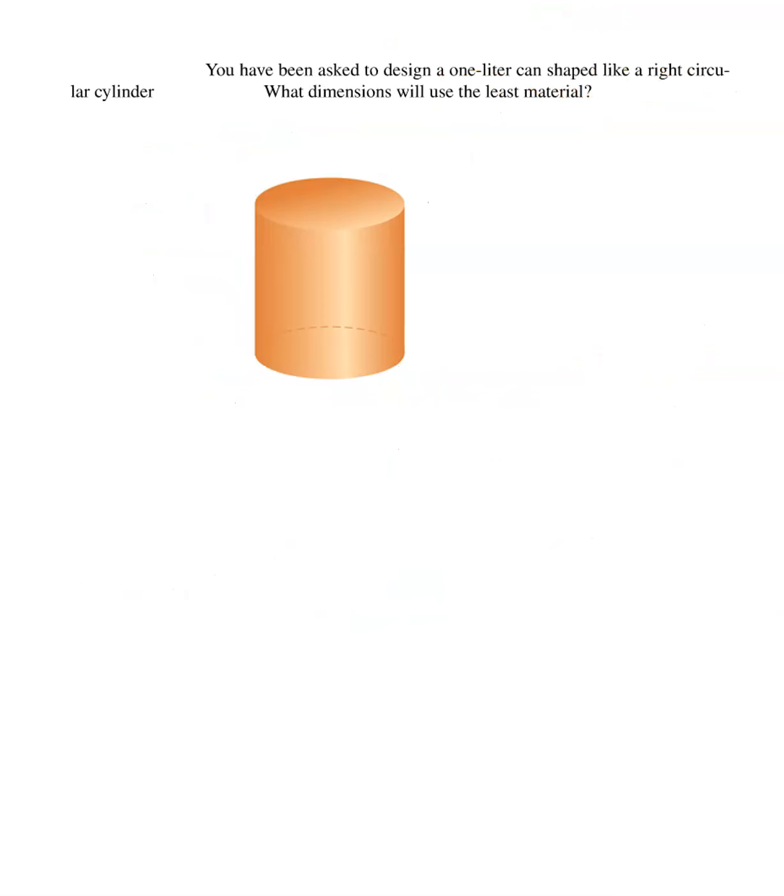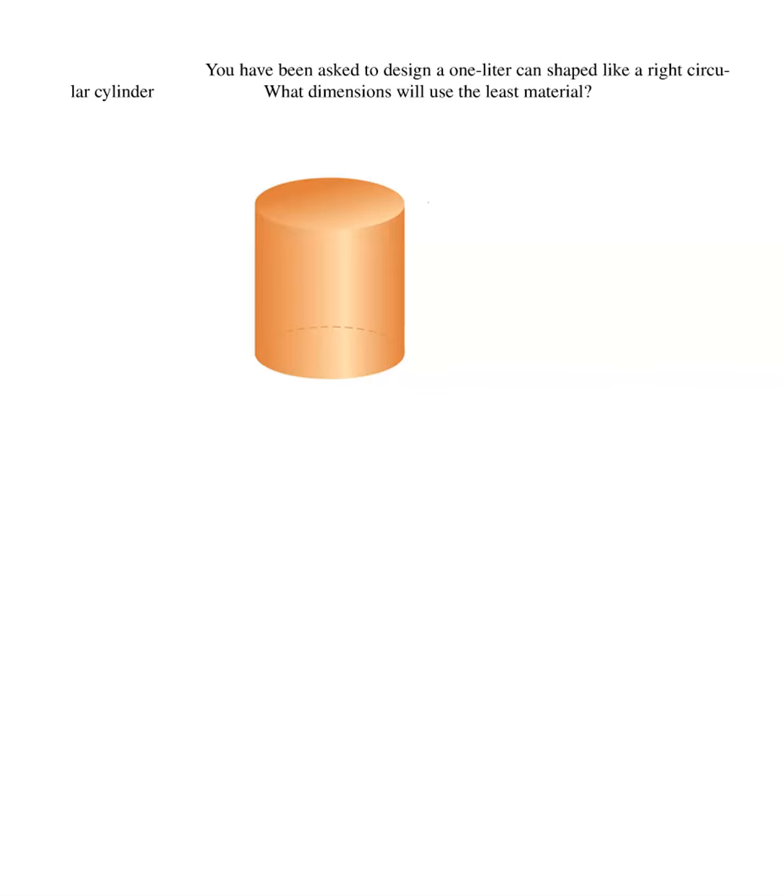You have been asked to design a 1-liter can shaped like a right circular cylinder. What dimensions will use the least material? And here's the shape of the can. So think of a soda can, right? Now the question is, how should we build this can so that it will use the least material? Should it be like this, the way it's shown, or should it be even flatter, therefore shorter and wider, or should it be tall and thin?